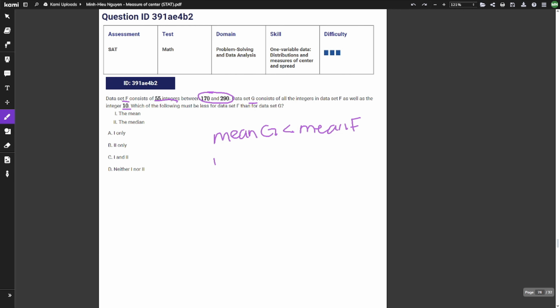That means that the median of dataset G is either going to be less than or equal to the median of dataset F. So, which of the following must be less for dataset F than dataset G? Well, both of these, dataset F is going to be greater, so the answer is going to be none of them.